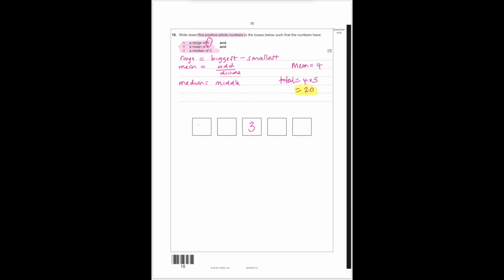So if I, for example, have my smallest number as 2, my biggest number must be 7, because they need to have that difference of 5. So far we have 2, 3 and 7. So 2 plus 3 plus 7. 2 plus 3 is 5 plus 7 is 12. So far we're up to a total of 12.